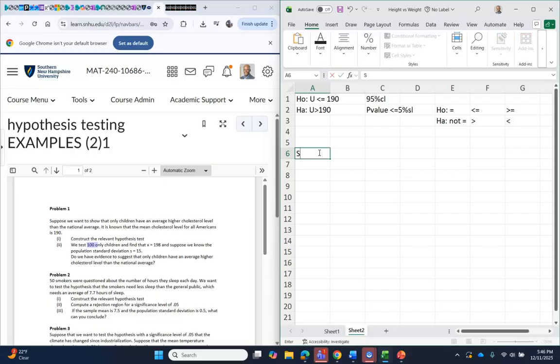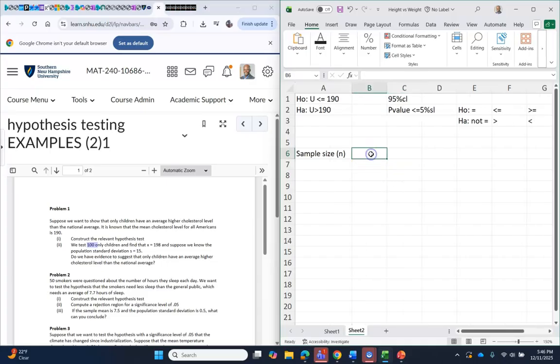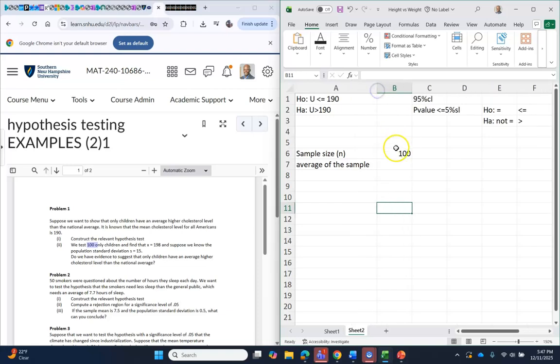The sample size, which is n, the sample size is 100. That information is important. And the second information we need is the average. So that's the average of the sample. So I'll say average. The average of the sample is, as stated here, 198.